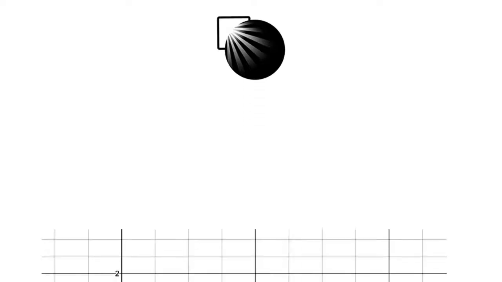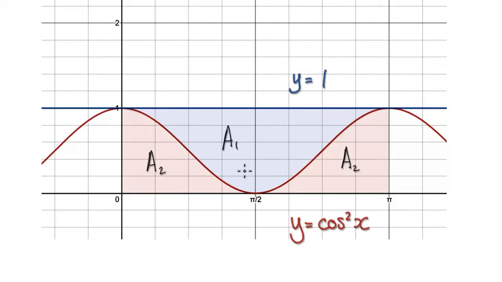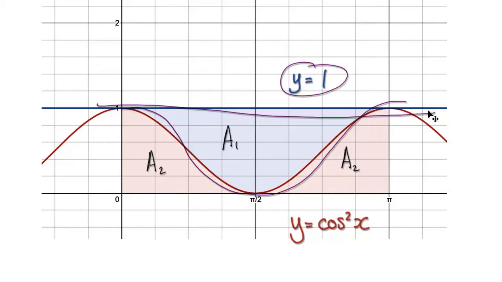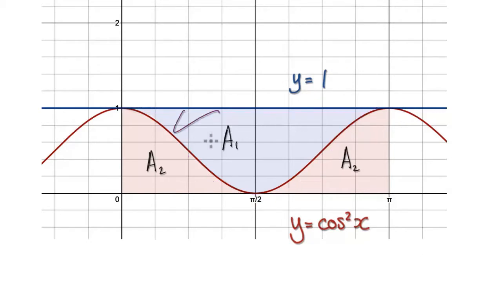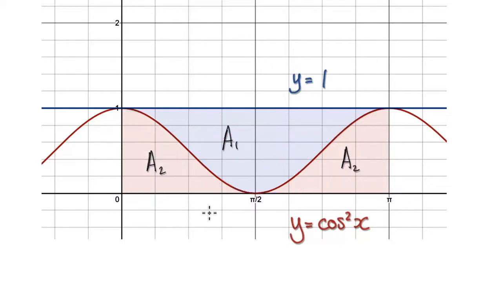Okay, let's give you guys an integration problem. So here you've got y equals cos squared x, which is this red line here, and y equals 1, which is this horizontal line. The question is, which area is bigger, this area A1 or this area A2? A2 is a combination of the two, from 0 to pi. Work out the two areas. Okay, so press pause and have a go.